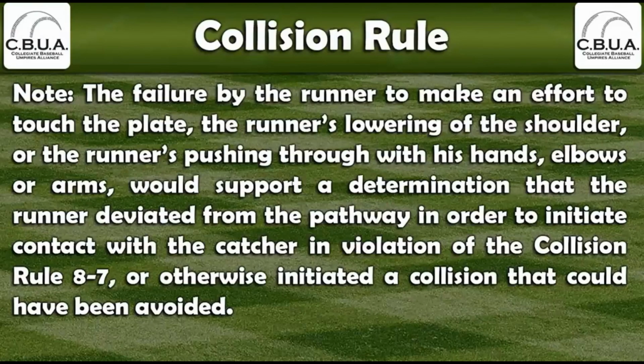Note: the failure by the runner to make an effort to touch the plate, the runner's lowering of the shoulder, or the runner's pushing through with his hands, elbows, or arms would support a determination that the runner deviated from the pathway in order to initiate contact with the catcher in violation of the collision rule, or otherwise initiated a collision that could have been avoided.